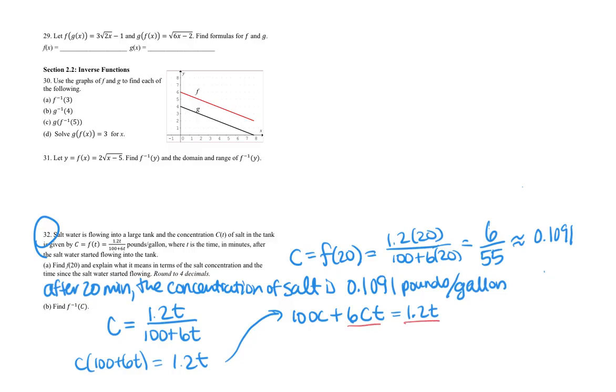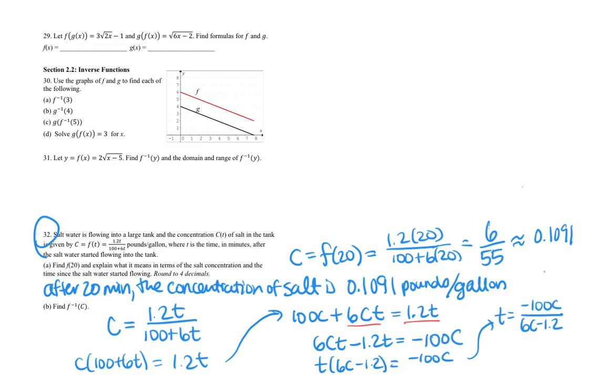So I want to make sure that those t's are on the same side of the equation. So what I'm going to do is add and subtract terms until all the terms that have t in them are on one side. So when I do that, I'm going to get 6ct minus 1.2t equals negative 100c. Now I can factor out the t. So that gives me t times 6c minus 1.2 equals negative 100c, and then I can divide that over. So my final answer is t equals negative 100c over 6c minus 1.2. And so that is my inverse function. And then we're going to use that in part C, which unfortunately is in the next video.